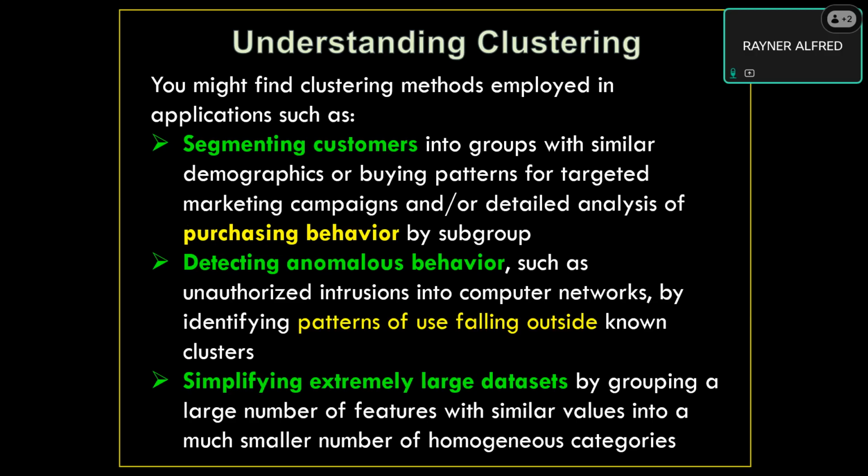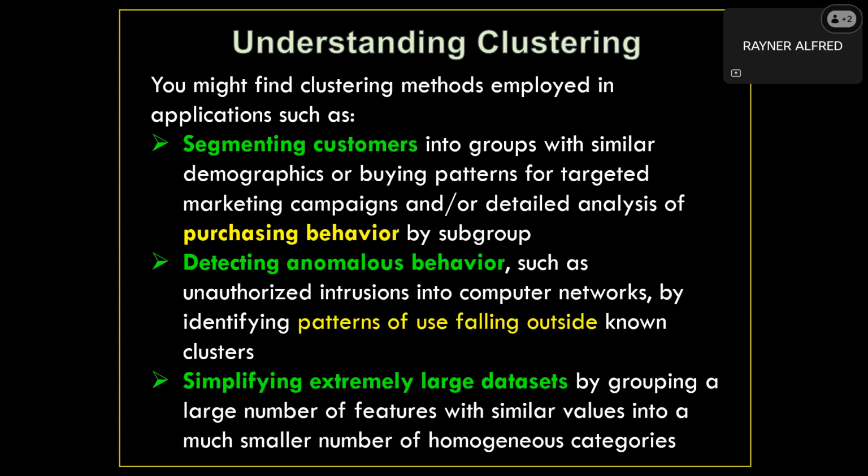At the same time, clustering can also be used to detect anomalous behavior. For example, an outlier refers to any point in your data set that does not belong to the clusters. So they are not normal. And this can be used to detect, like, unauthorized intrusion into a computer network by identifying patterns of use falling outside known clusters. So this is called an outlier.